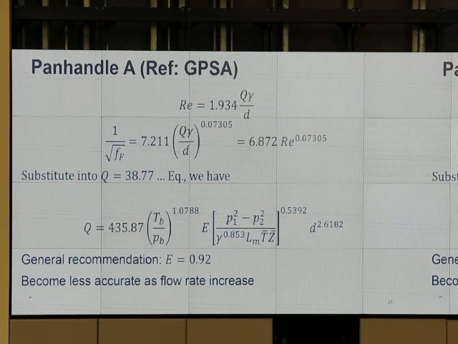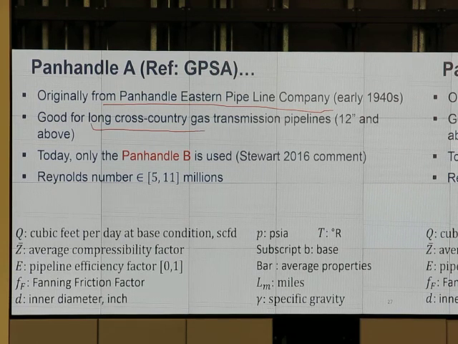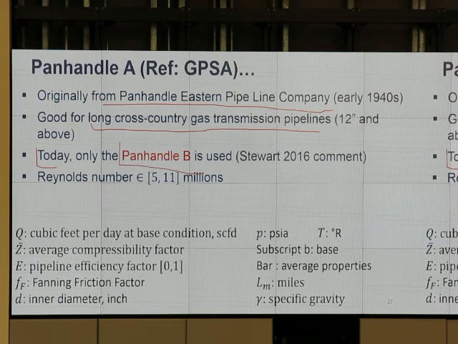The note here is it's become less accurate as flow rate goes up. Originally it's from Panhandle Eastern Pipeline Company, good for long cross-country gas transmission pipeline, 12 inch and above. Today, the recommendation is to use just Panhandle B.